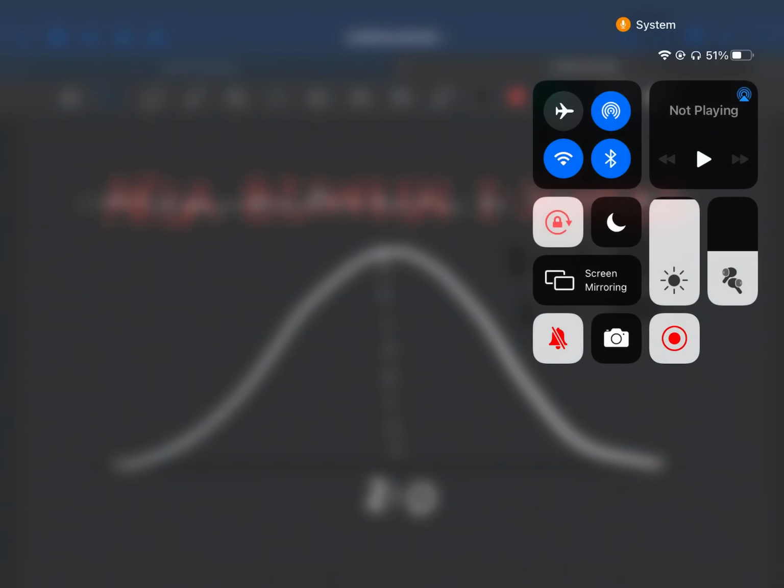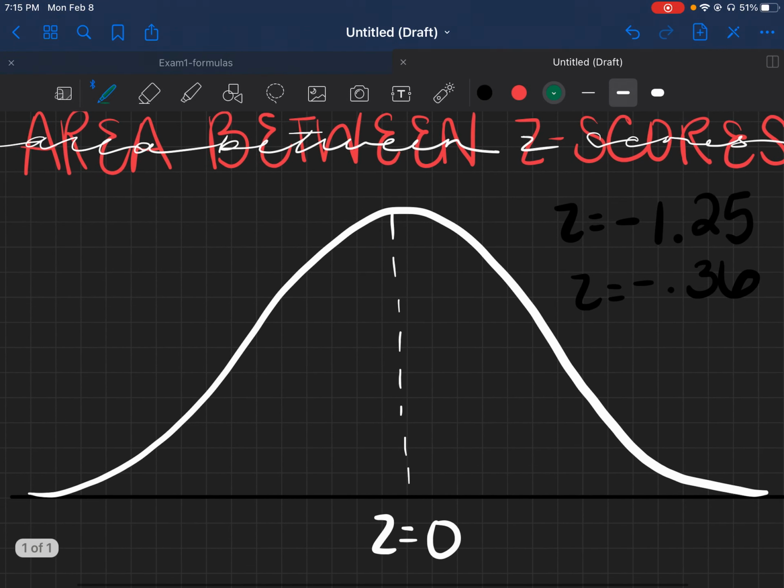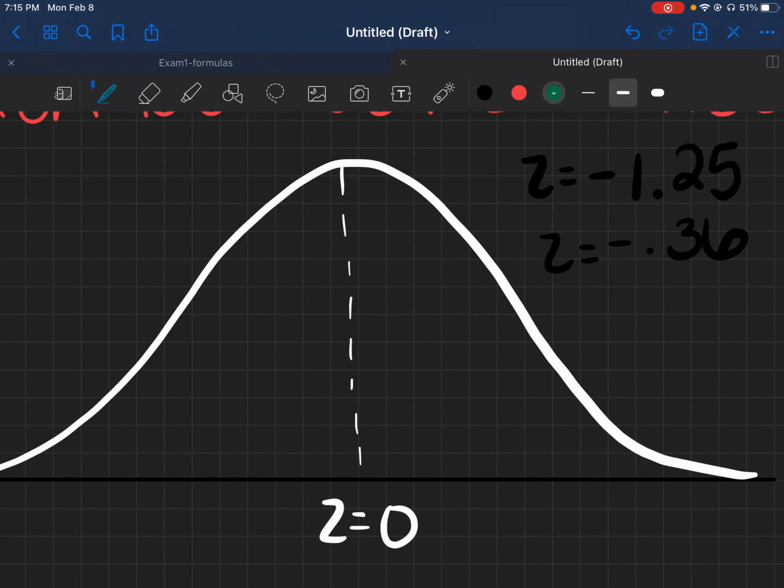Hello, this is just going to be a quick video to kind of round out the series that I've been doing on area between two z-scores. So far we have talked about area between a positive and a negative z-score and area between two positive z-scores. So in this video, I'm going to talk about finding the area between two negative z-scores. For this example, I've picked a z of negative 0.36 and a z of negative 1.25.